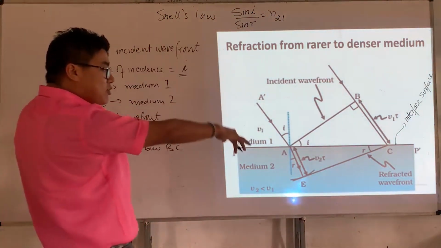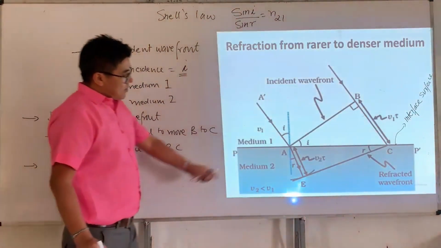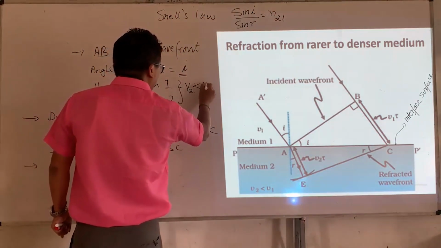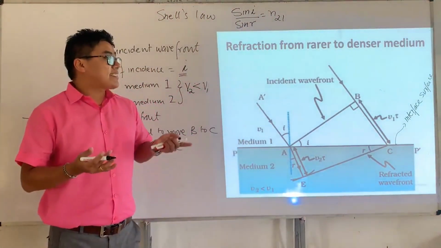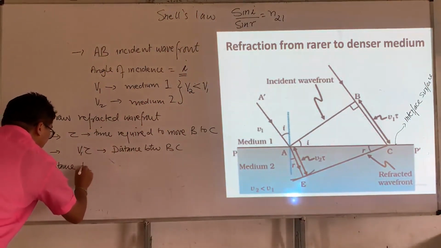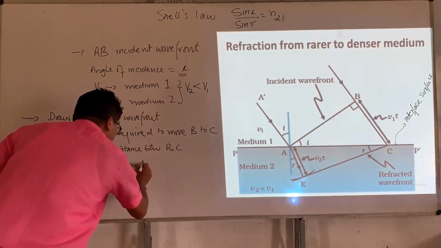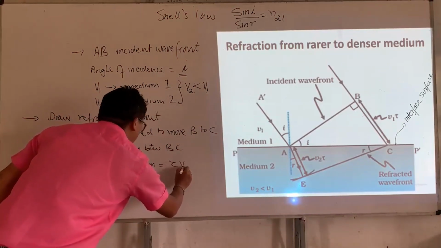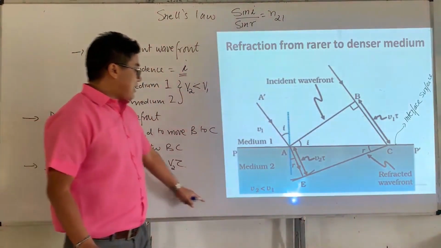Since the light enters into a second medium, V2 is the velocity in the second medium, and V2 is less than V1. Here I just write V2 is less than V1. Now we would like to see what is the distance traveled by the wave in the second medium. So the distance traveled in the second medium is going to be tau V2, let's say V2 tau. This is the distance traveled in the second medium.